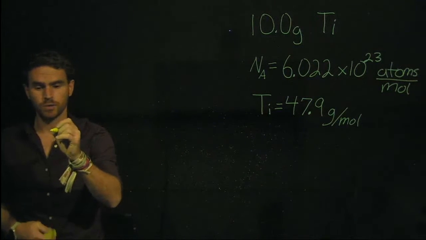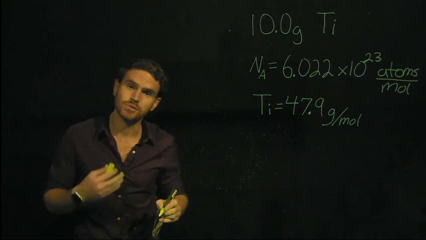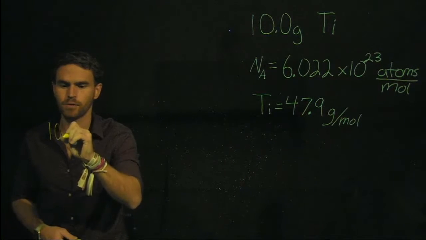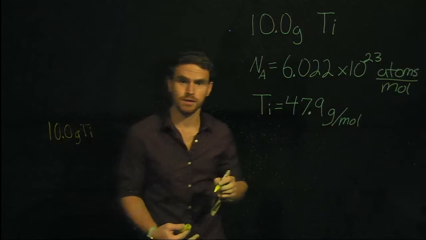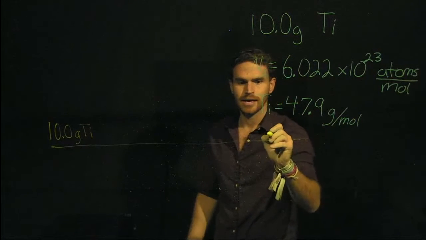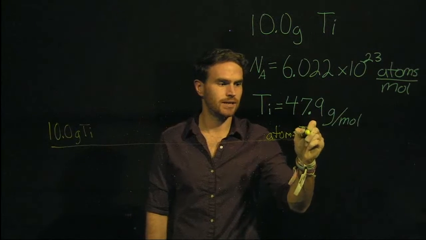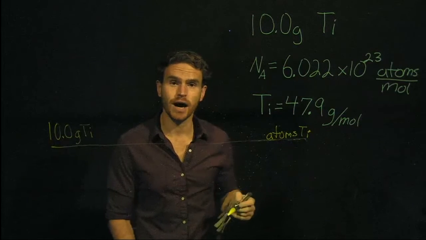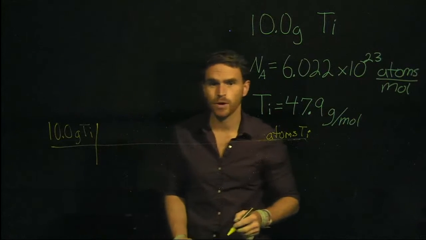So, we'll start with what we know with certainty, and we're going to set this up the same way we've been doing in this class, using the factor label or dimensional analysis approach. So if I have 10.0 grams titanium, that's what I know with certainty. And then what I want to find eventually at the end is how many atoms of titanium. So now I can use these values, my molar mass, even Avogadro's number, as conversion factors to get there. So I'm going to set it up the same way I always do.